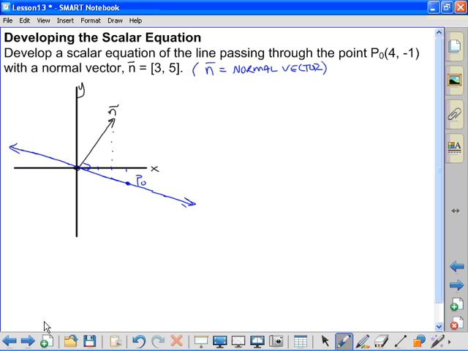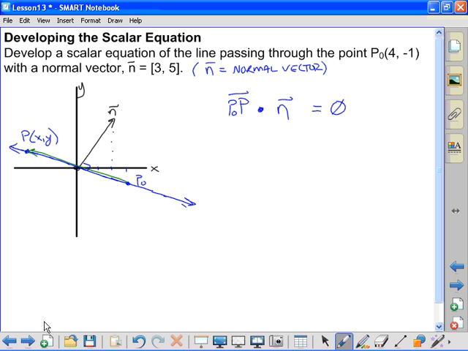Similar to what we did yesterday, I'm going to pick any point on the line. I'm going to call it point P, and its coordinates are x, y. And because we are dealing with the normal here, I know a couple of things. If I create a vector called P naught P, the vector between P naught and P, and take the dot product with the normal, I know the result will be 0, because the two vectors are perpendicular.